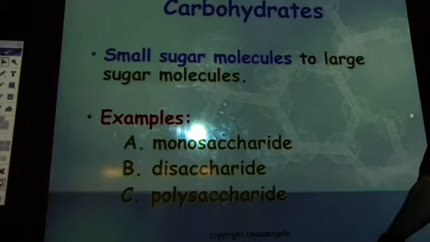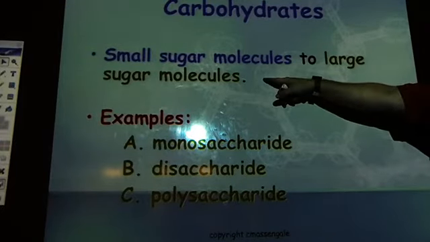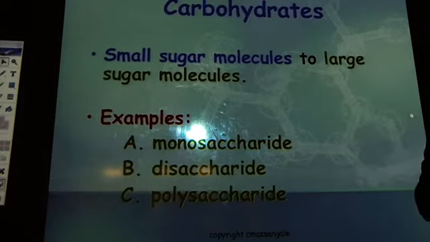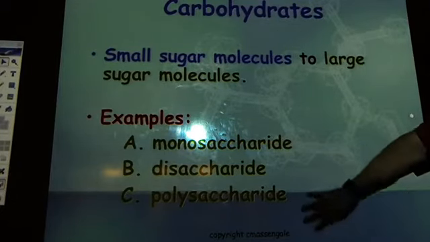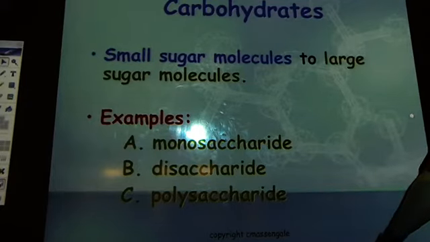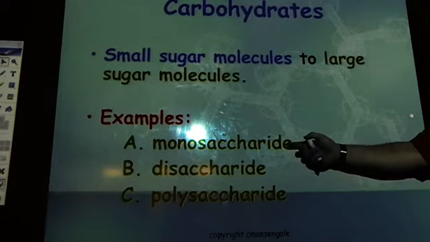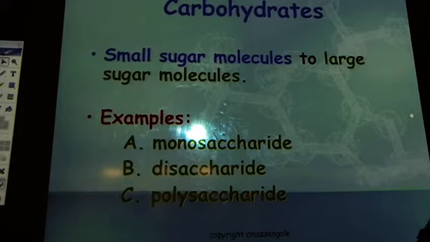This just says that there are monomers up to polymers, so small into large chains. And these are the examples we talk about: the monosaccharide, disaccharide, and polysaccharide. In fact, you can get saccharin put into your soft drinks instead of real sugar. That's just a type of sugar. It's easier to digest, apparently.